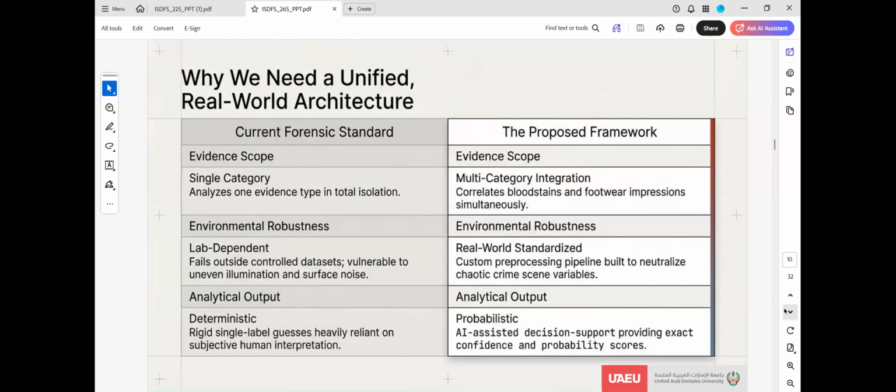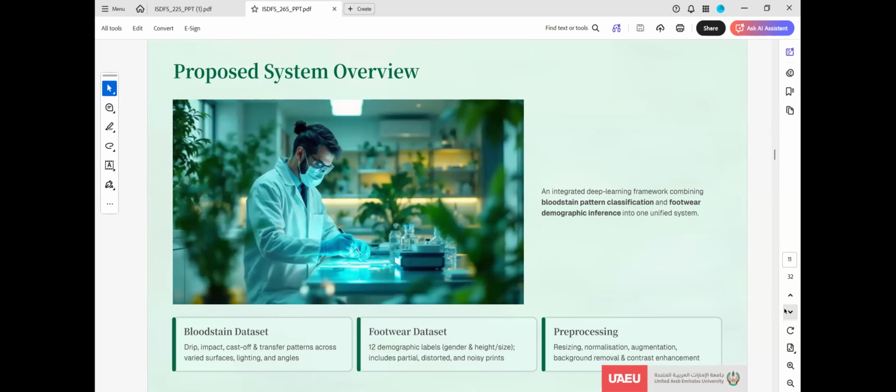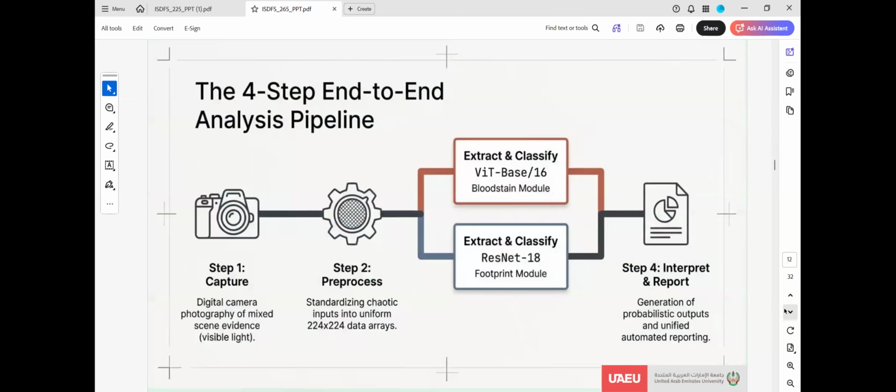And finally, the traditional approach is deterministic, and we want a probabilistic output. This probability score will help the forensic team and crime investigation teams find the victim as soon as possible. We take the data from the bloodstain datasets and similarly the footwear datasets, and then do pre-processing, which means resizing the images, normalizing, background removal and other things, before going to step one.